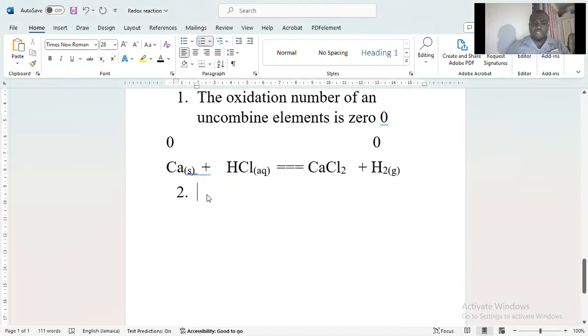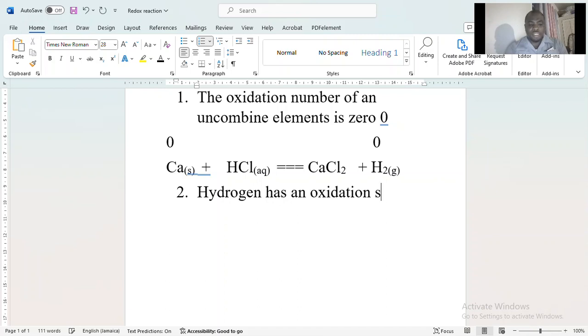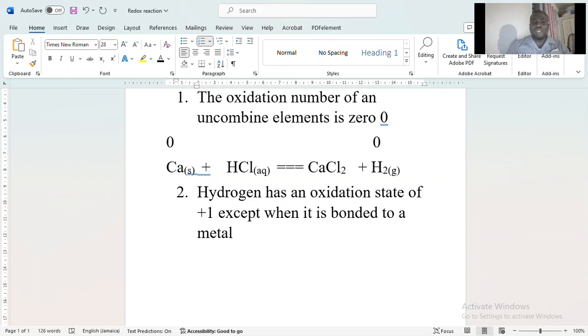There is a second rule, and as I said before, these rules are not in any particular order. It says hydrogen has an oxidation state of +1. There's an exception, except when it is bonded to a metal. If it is with potassium, if it's with calcium, it's going to take an oxidation state of -1. Cool?